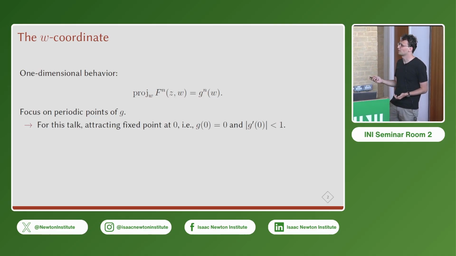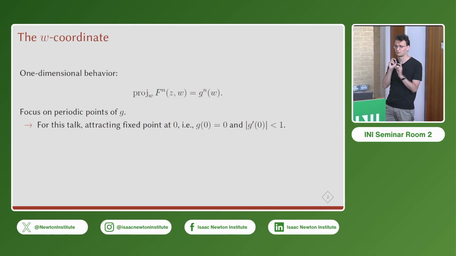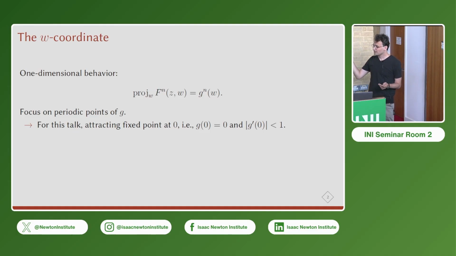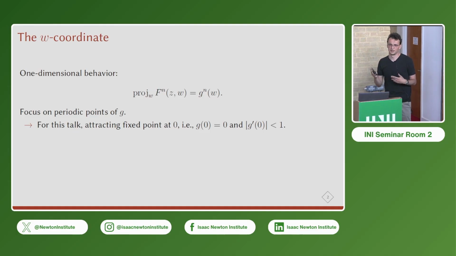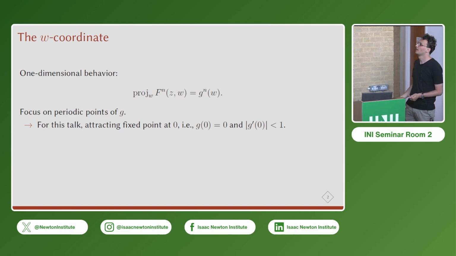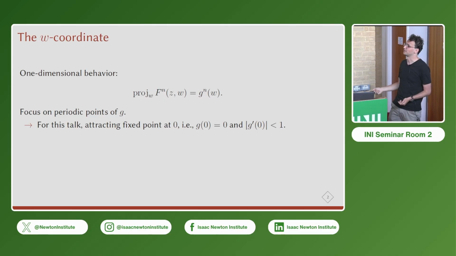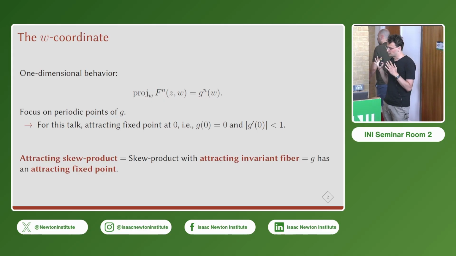And for this talk, what we're going to focus on is that we have one attracting fixed point. So a point which is mapped to itself and whose derivative has modulus less than 1. And we're just going to assume that this is 0, which you can always do up to translation. So if we're in this specific setting where g has a fixed point at 0, which is attracting, then we say that the Skew-Product has an attracting invariant fiber, or we also talk about an attracting Skew-Product.